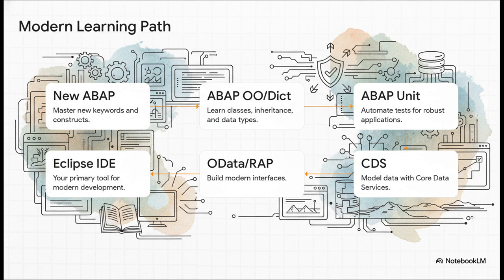Then, get a rock-solid foundation in ABAP object-oriented programming and the dictionary. You'll also want to write automated tests with ABAP Unit. This is huge for building robust, reliable stuff. Next, learn to model your data efficiently with Core Data Services. We call it CDS. And then build those modern Fiori-style apps with OData and the ABAP RESTful Programming Model, or RAP. And finally, and this is a big one, make the Eclipse IDE your home base.